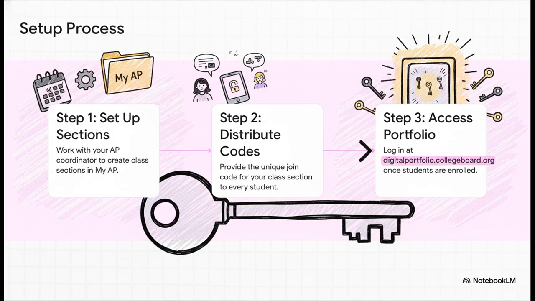First things first, you've got to work with your AP coordinator to make sure your class sections are actually created in MyAP. Step 2, you give each student the unique join code for your class. That's how they get in. And finally, once they're enrolled, both you and your students can log right in at digitalportfolio.collegeboard.org. That initial setup is basically the key that unlocks the entire system for everyone.